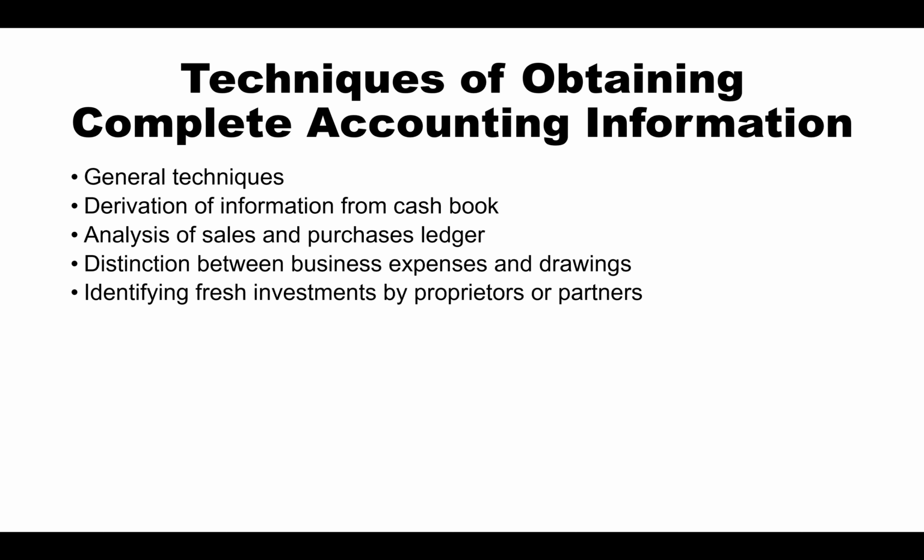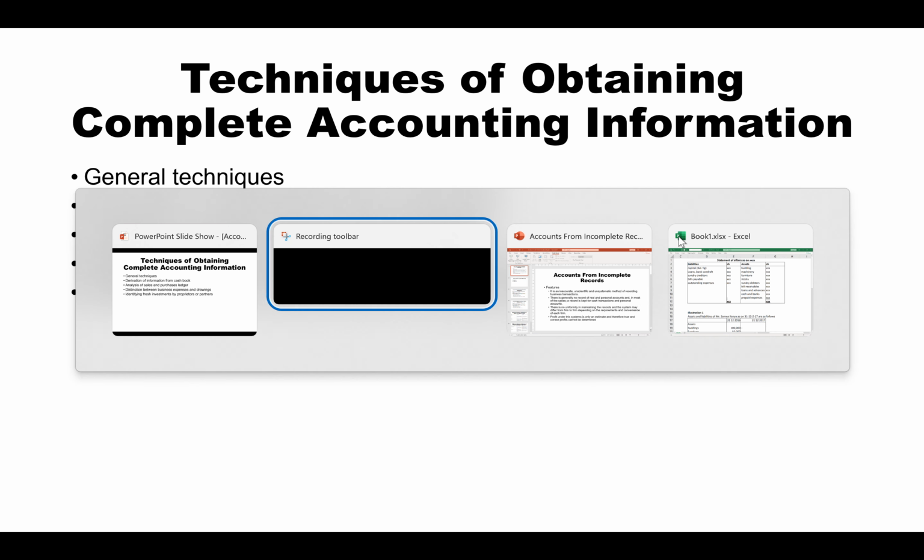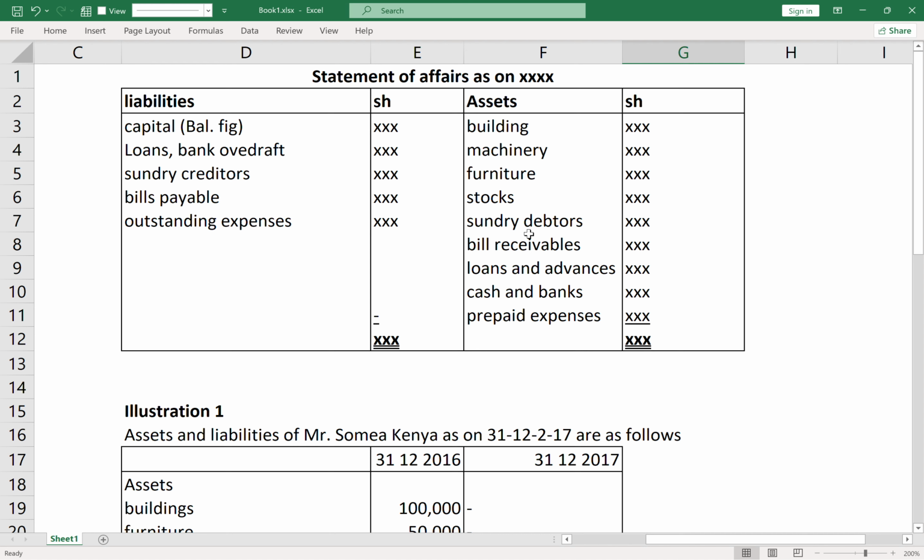Let me look at the formats of the statement of affairs. So there are these statements of affairs. We start with the title, the statement of affairs. We have two sides, the liability side and the asset side. On the left side we are going to start with the liability, whereby we start with the capital or the balance figure. Then you have the loans, bank overdraft, the sundry creditors, the bills payable, outstanding expense. So all these are the liability side.